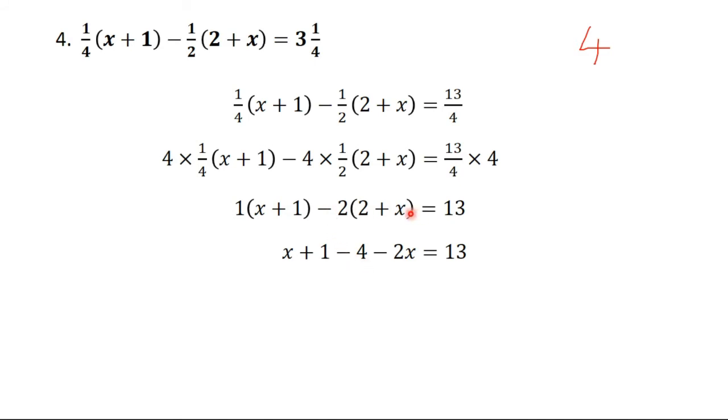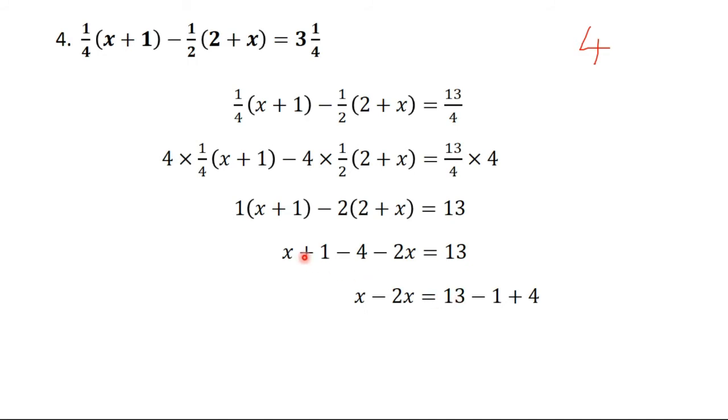Minus 2 times x will give us minus 2x. Then we have this is equal to 13. We group like terms. So x and minus 2x are like terms. Because they are already on the left hand side here, I'm going to keep them there. So I have x minus 2x is equal to, I have this first term here, which is 13.